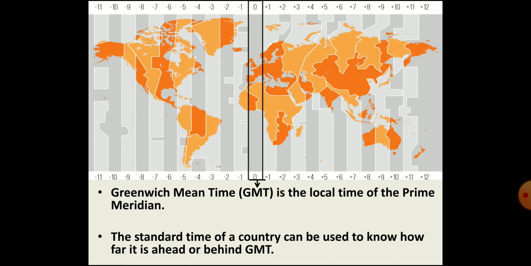Because our country India is to the east of Greenwich at 82 degree 30 minutes east, it is 5 hours 30 minutes ahead of Greenwich Mean Time. And because Greenwich passes through London, therefore when it is 12 noon in London, it is 5:30 p.m. in India.